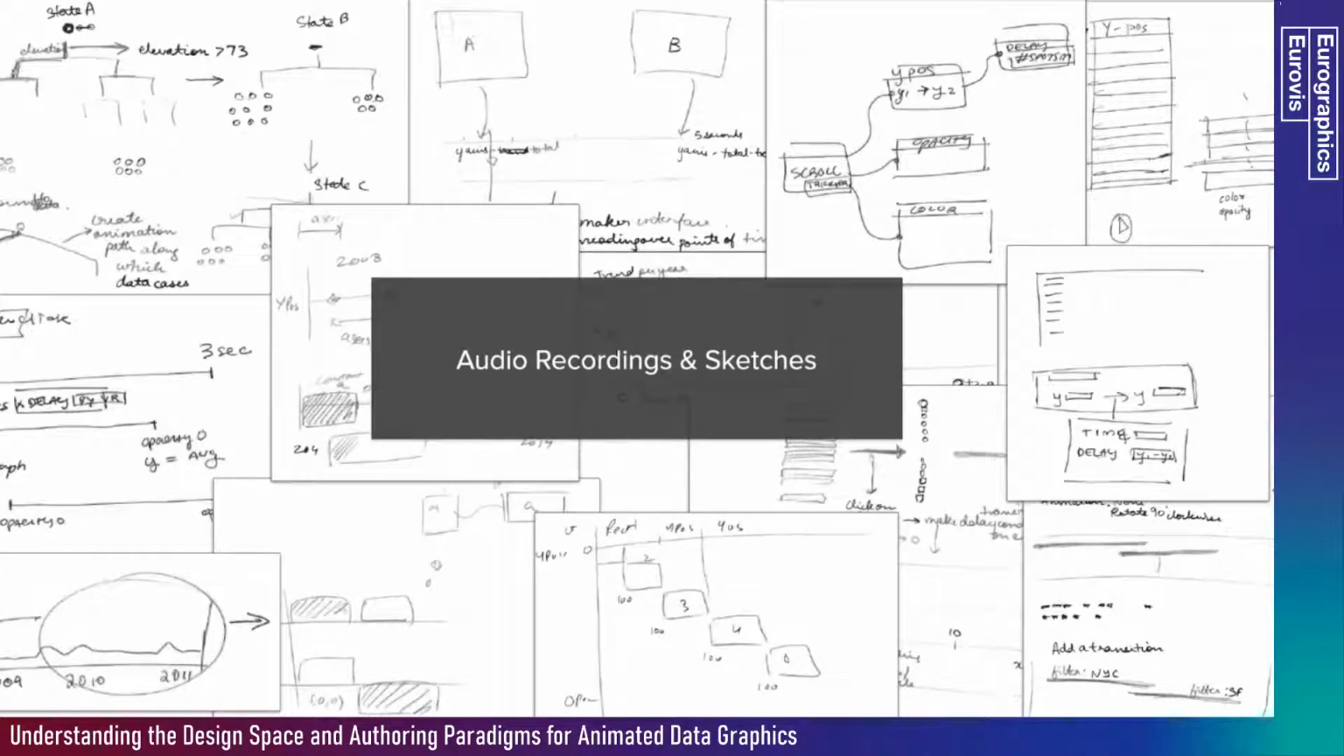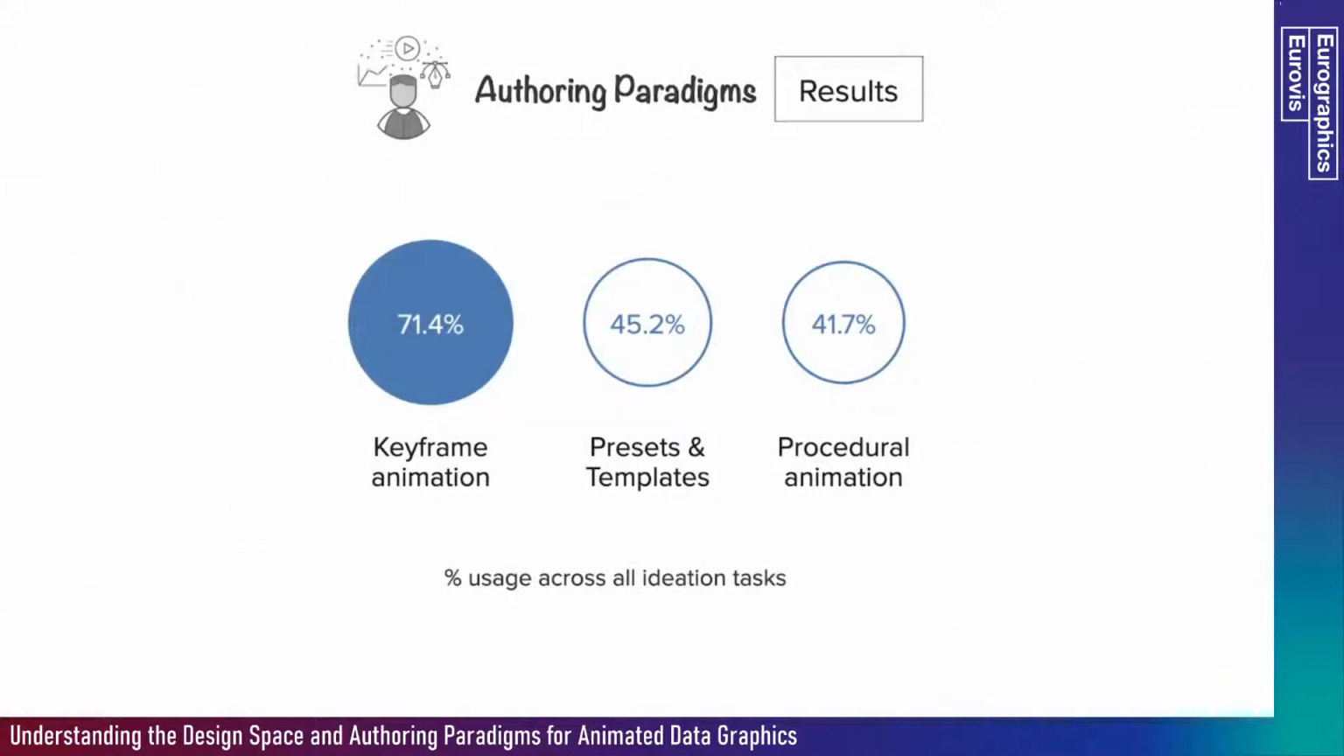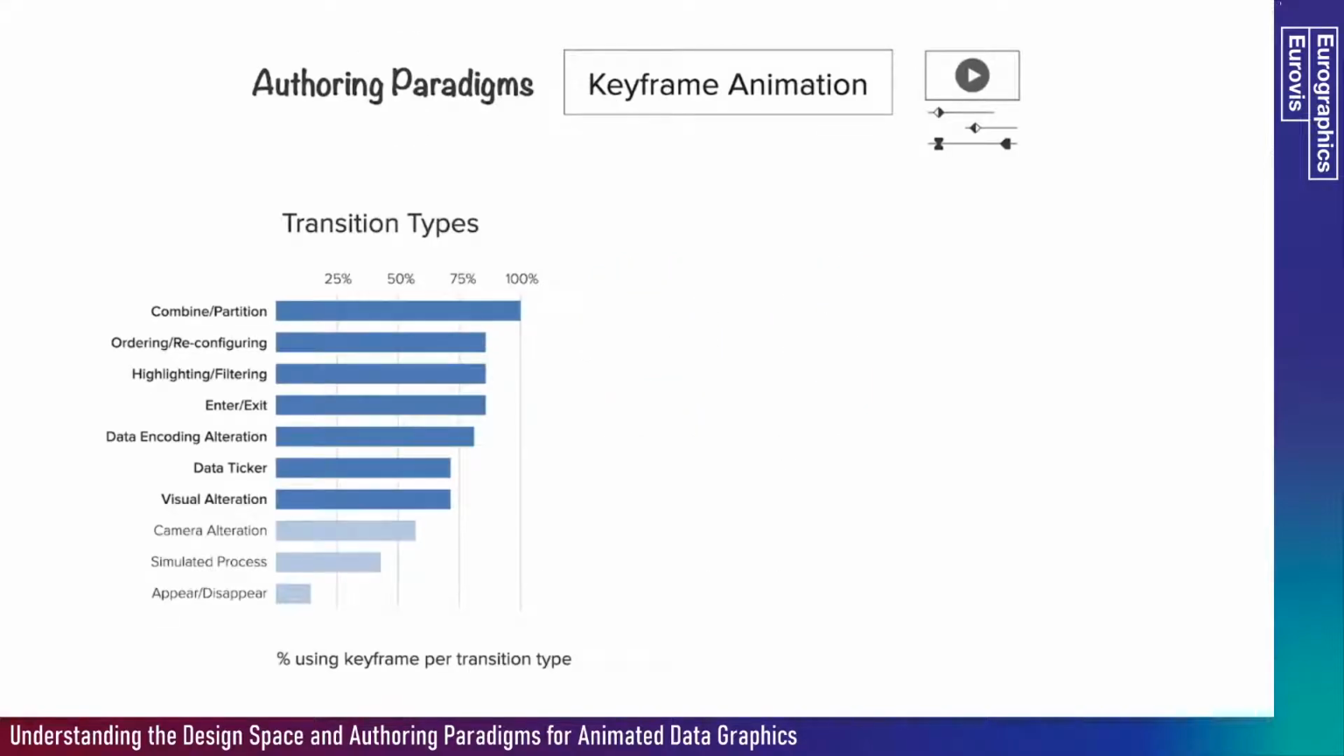We transcribed recordings and coded them based on the authoring paradigm expressed by the participant. Overall, participants described authoring with keyframe animation most frequently. This could be due to participants' reported familiarity with keyframing tools. In line with our overall results, designers had a preference for keyframes for the majority of transition types.